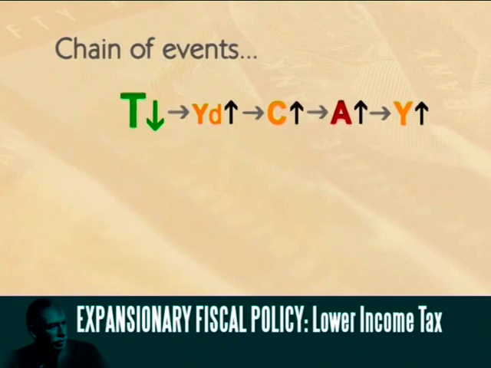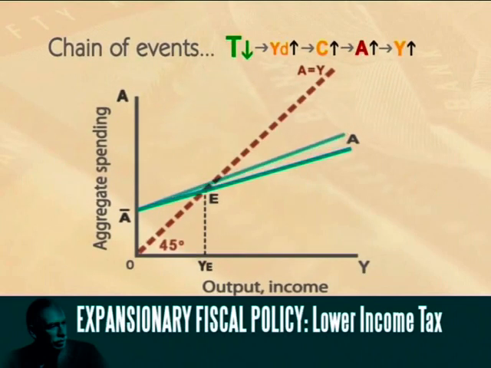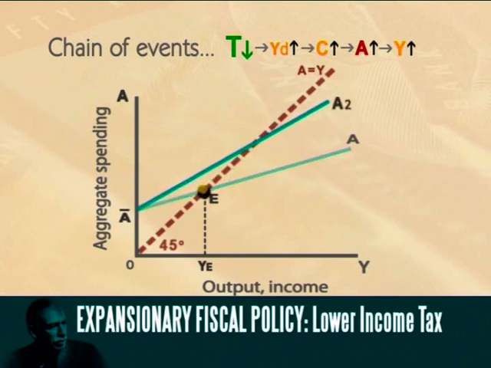In our graph, taxation changes the slope of the total spending curve. A lower income tax results in a steeper slope, reflecting that households now spend a greater proportion of their income on consumption. At the original level of income and output, YE, households now spend a larger proportion of income, namely C multiplied by 1 minus T.